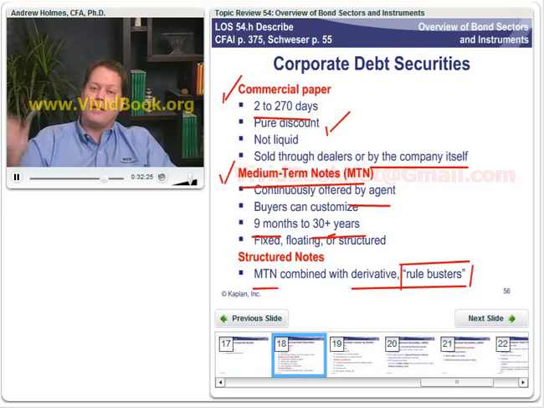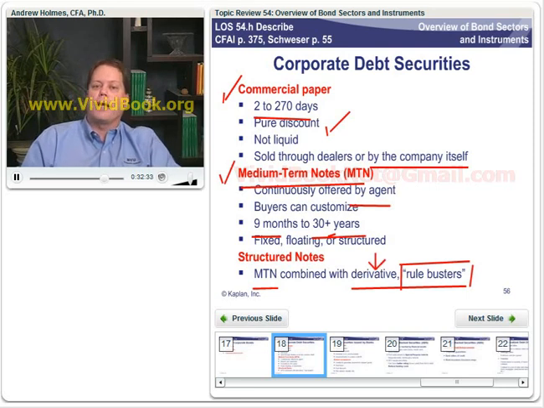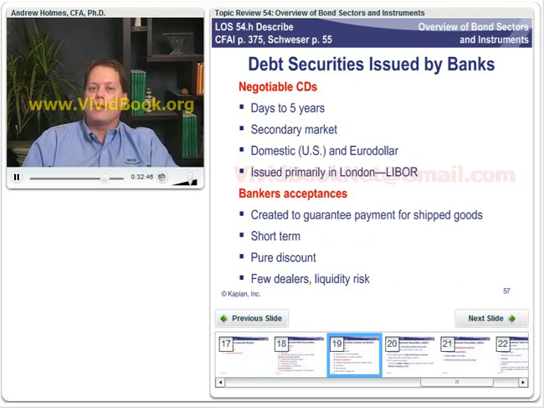Oil prices went down, the coupon payments went down, and then, of course, the issuer would have to hedge the oil price risk, which isn't a big deal. It's easy to do in the futures market. So we just take those medium-term notes and combine them with a derivative, and we can create just about anything. All right, what about a negotiable CD? Negotiable, also sometimes referred to as jumbo, can be a few days to as long as 5 years. There is a secondary market.